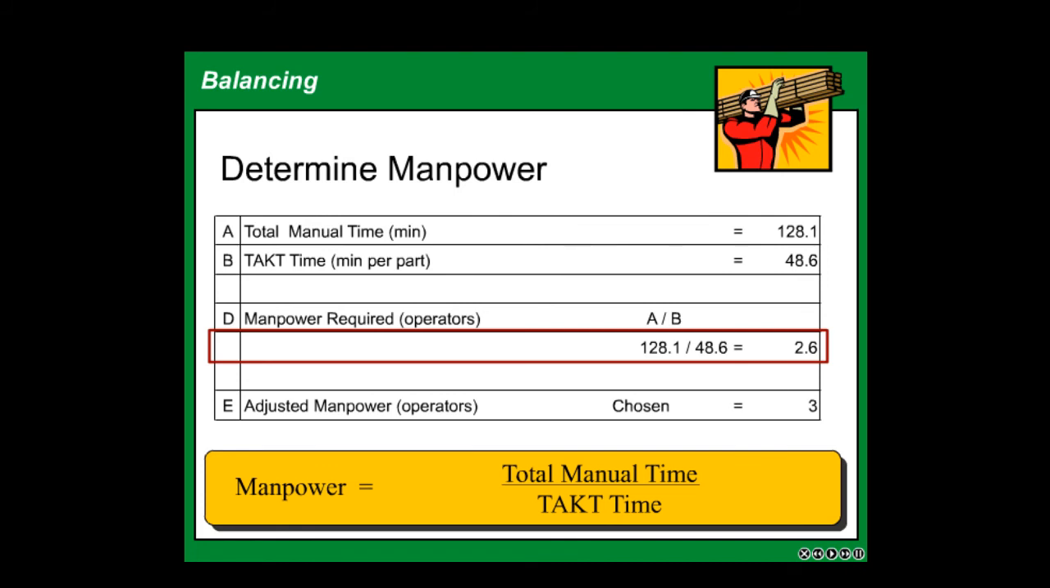In our case, we have a total manual time of 128.1 minutes and a takt time of 48.6 minutes. Dividing, we get 2.6 operators required. Since 6/10 of an operator is closer to 1 than to 0, we would round up and require 3 operators in this one model cell.